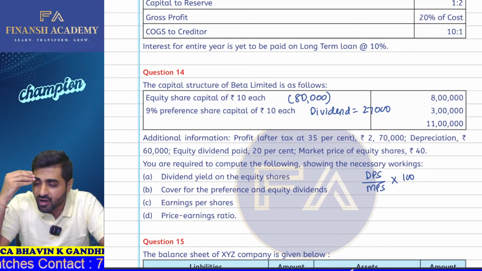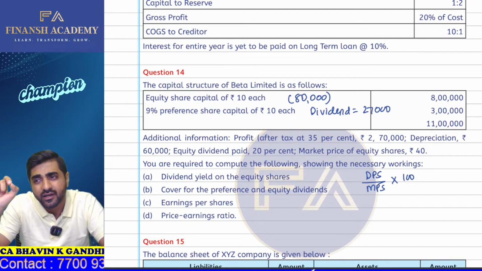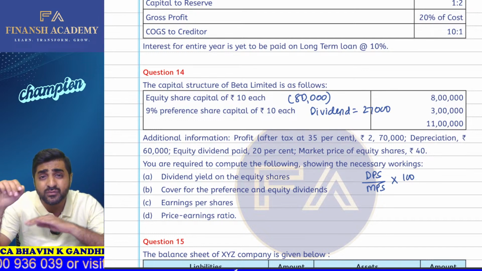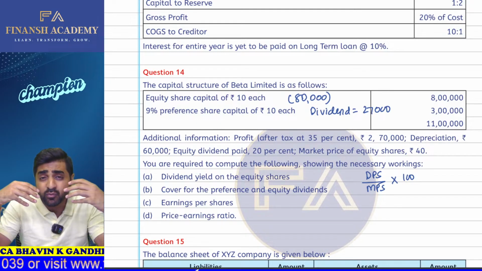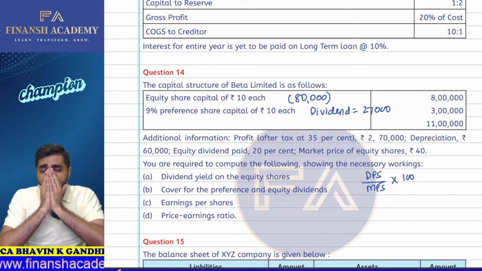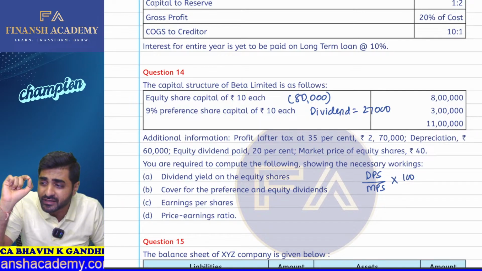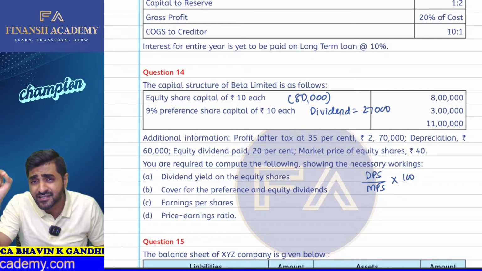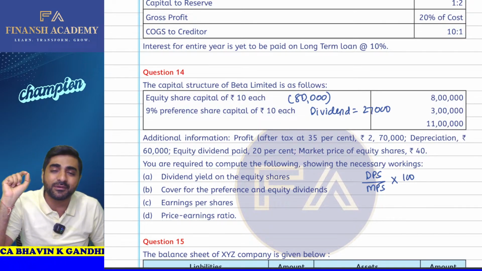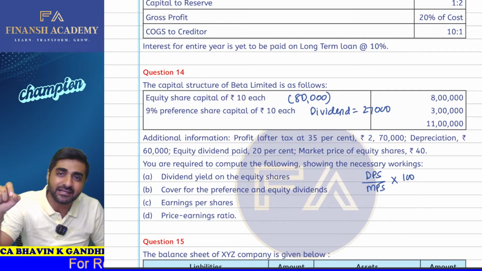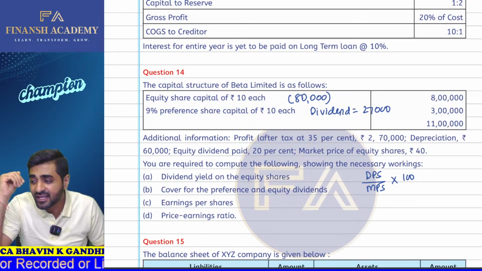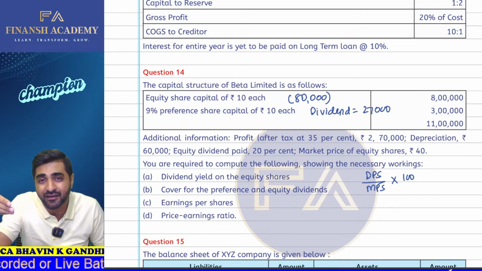Yes, sir. So coverage ratio means that you take the amount of your EBIT and divide it by interest. First we need to check what the fixed obligation is and from where we are making the payment. If you are talking about the interest coverage ratio, your interest is paid from your EBIT. So we simply take the EBIT and divide that by interest to get the interest coverage ratio.